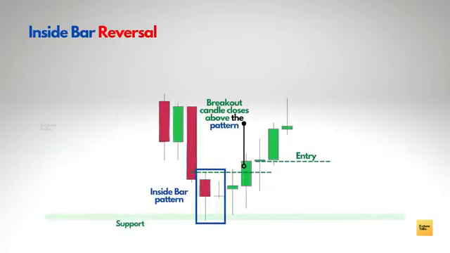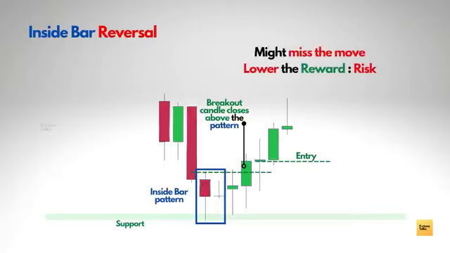You can wait for the breakout candle to close and enter on the very next candle if the breakout candle managed to close above the reversal candle high. Now again, in this scenario, you risk missing a big move, or sometimes it can lower your reward to risk potential. So clearly, there is no right or wrong answer to it. So you have to find a trade entry which suits you best.